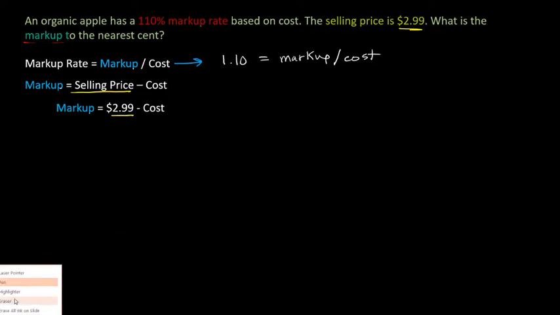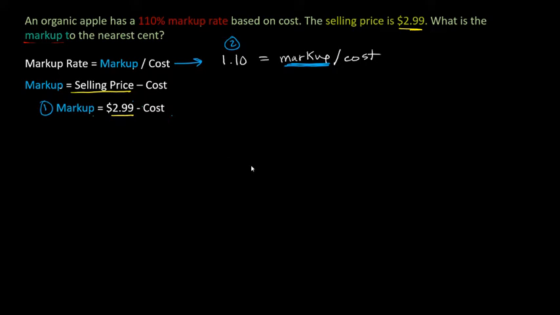Once again, I'm left with two variables, right? And again, my goal is to solve for markup. So now I have these two equations, here's 1 and here's 2. Each one has markup and cost as a variable. I have markup equals $2.99 minus cost, and I have 1.1 equals markup divided by cost. Since my goal is to find markup, I'm going to use substitution to eliminate cost because I don't care what the cost is. I care about the markup.